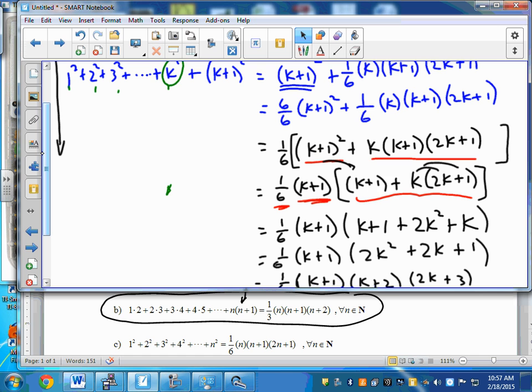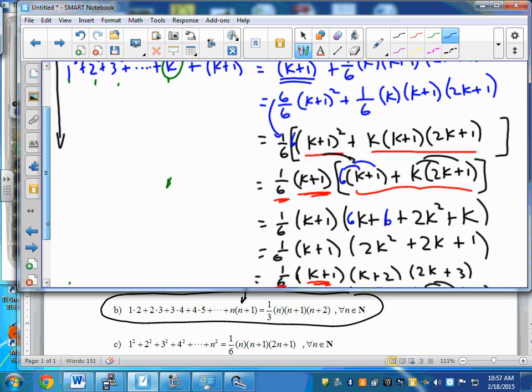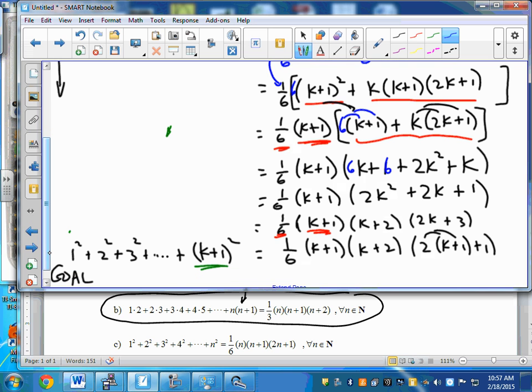This does work. I see where I went wrong. There was a 6 right here. I forgot to put the 6 in. So there should be a 6 there, which means there's a 6 here, which means this is 6k plus 6 when I distribute that. And on the right side now, we've got 2k squared plus 6k plus 1k is 7k plus 7k, and the constant is 6, not 1.